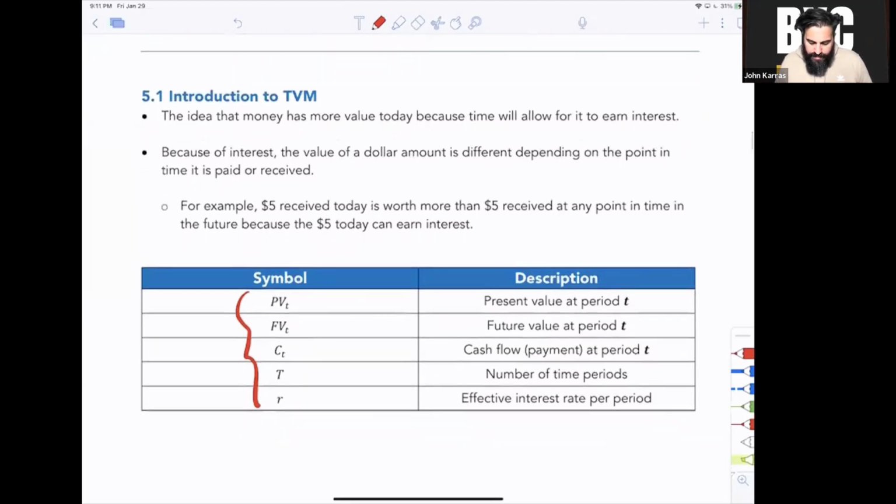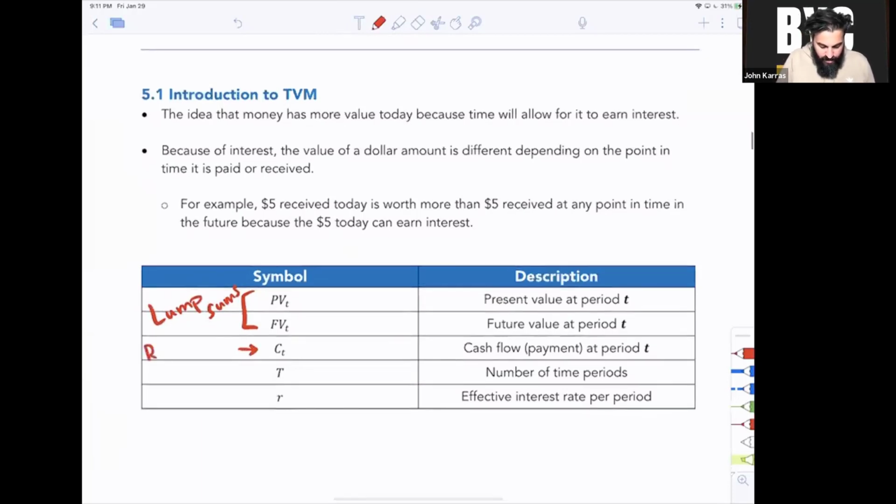Then you have C, which we sometimes refer to as a payment, sometimes refer to that as a cash flow, depending on the context. So this is some recurring amount, okay? And we'll discuss this as we get further into the chapter. But what I want you guys to make a note of maybe for now is that these two are what we call lump sums. A lump sum is simply a single amount, whereas this is recurring.